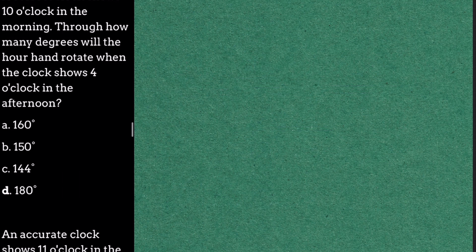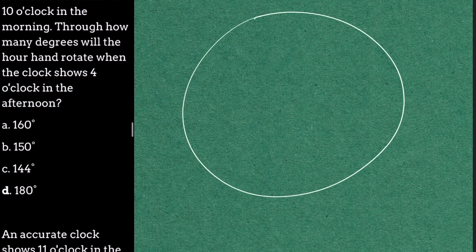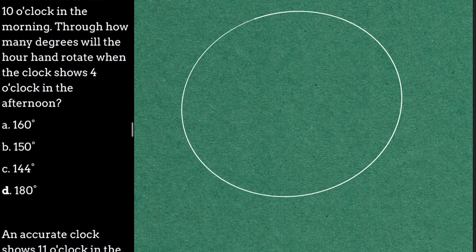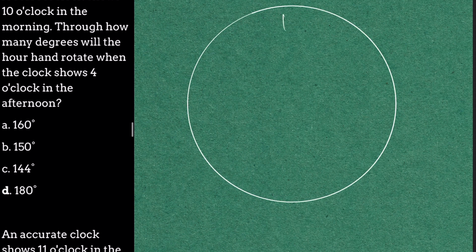Moving on, a correct clock shows 10 o'clock in the morning. Through how many degrees will the hour hand rotate when the clock shows 4 o'clock in the afternoon? So if you consider this as the clock, we have 12 here, 6 here, 9 here and 3 here. Right now the clock is somewhat like this.